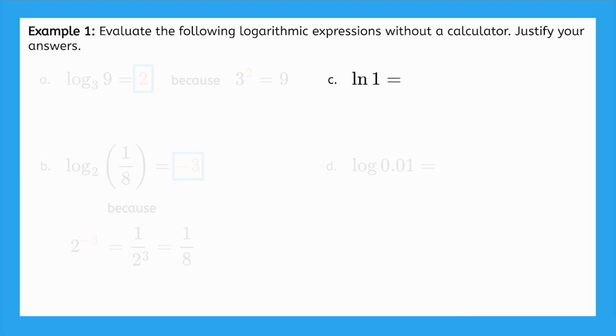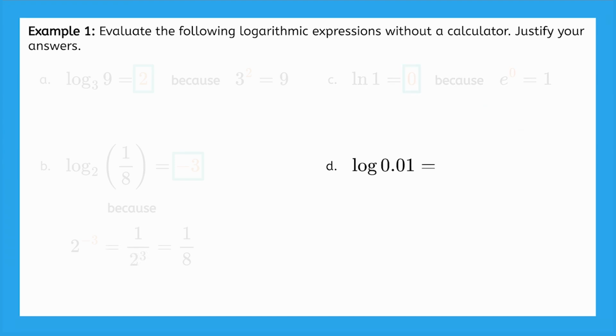Let's move on to the next one, ln 1. Pause the video and try it yourself. We recently learned that ln means log base e, so we need to find the exponent that turns e into 1. Another property of exponents to the rescue. We know that, in general, a number raised to the power of 0 is 1. So ln 1 equals 0 because e to the 0 is 1.